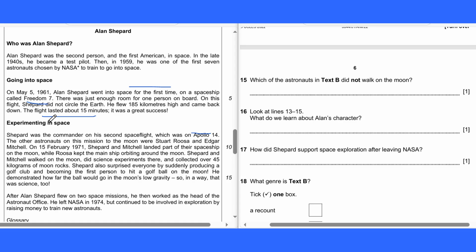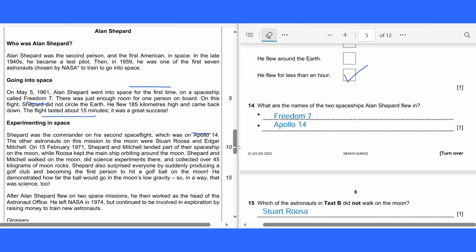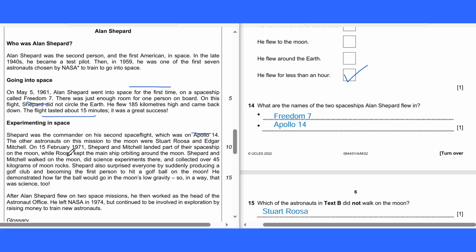Okay guys, let's check out the answer. Stuart Roosa. Is Stuart Roosa. Alright, so that can be found in here. Roosa, Stuart Roosa, or if you answer just Roosa should be okay.